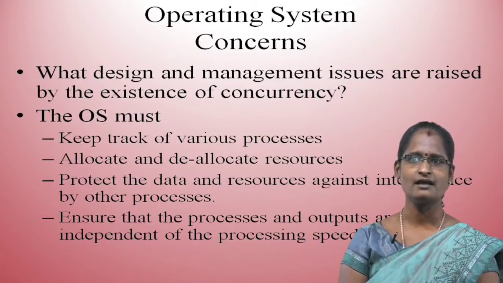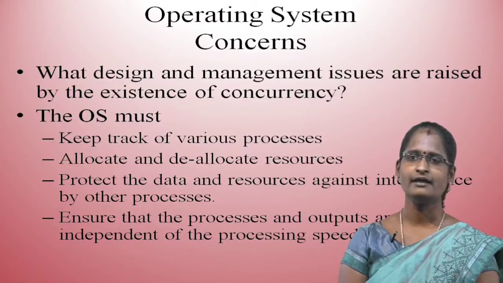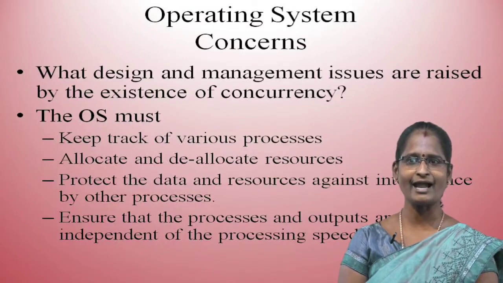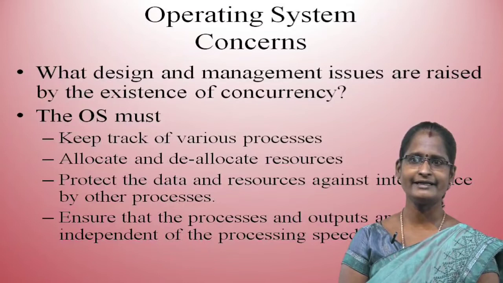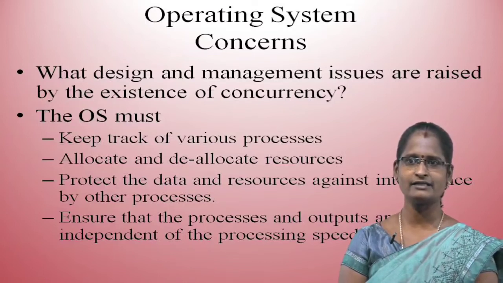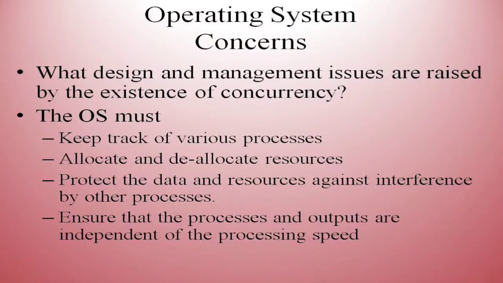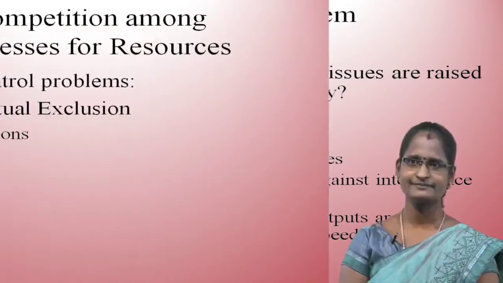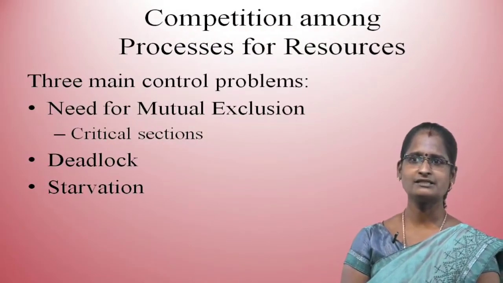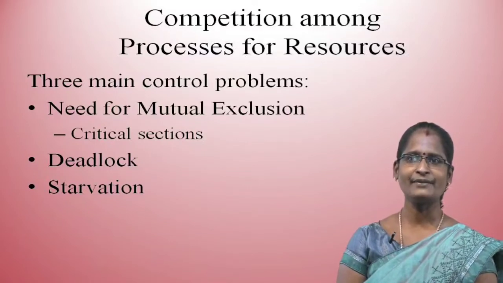Operating system concerns: what design and management issues are raised by the existence of concurrency? The operating system must keep track of various processes, allocate and deallocate resources, protect the data and resources against interference by other processes, and ensure that the processes and outputs are independent of the processing speed. Competition among processes for resources. There are three main control problems. First one is need for mutual exclusion, second one is deadlock, third one is starvation.